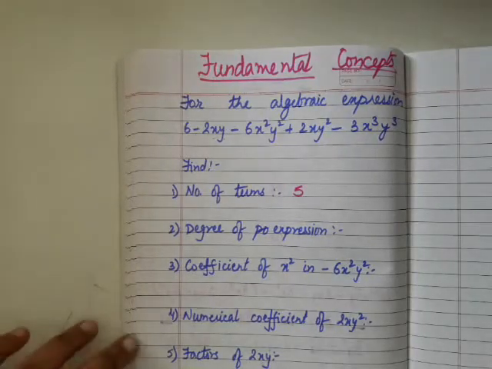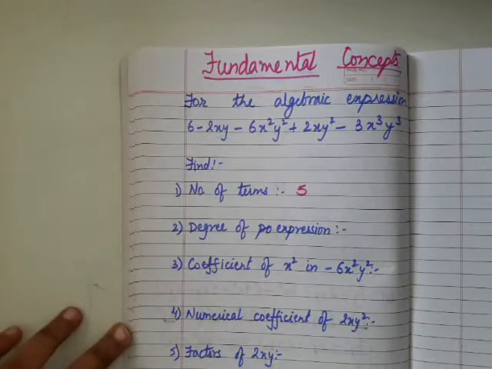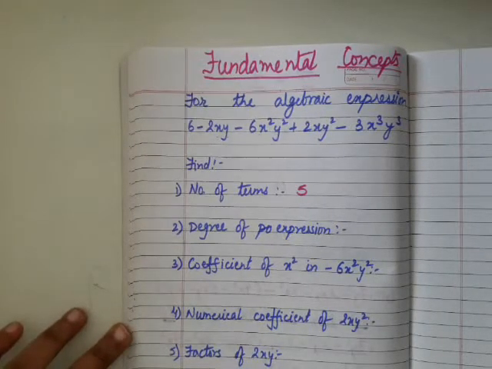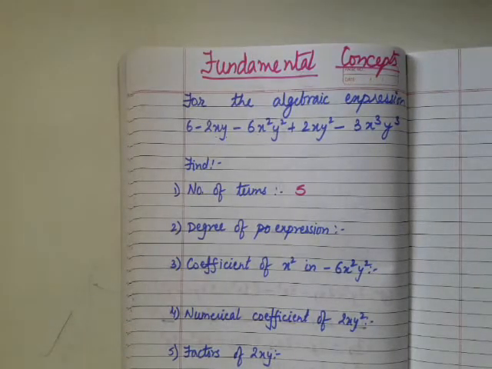Good morning, students. Today we are going to have a fast recapitulation of fundamental concepts of algebraic expression. So what is an algebraic expression? An algebraic expression is a collection of constants and variables which are separated by either an addition or a subtraction sign. Now you know what is meant by a constant. Constant means it has a fixed value, and variable means whose value varies.